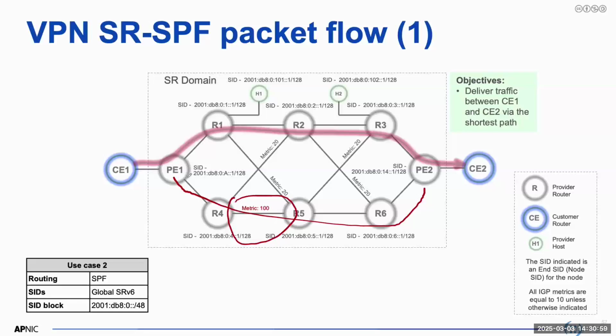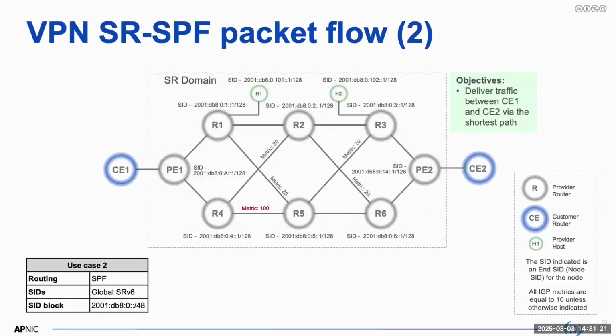Because if you calculate 10, 100, 110, and again 10, 120, and then 130. But if we go to this link, it's 10, 20, 30, 40. So that's why the upper link becomes the shortest path, based on the metric we have specified. So we have checked the flow.